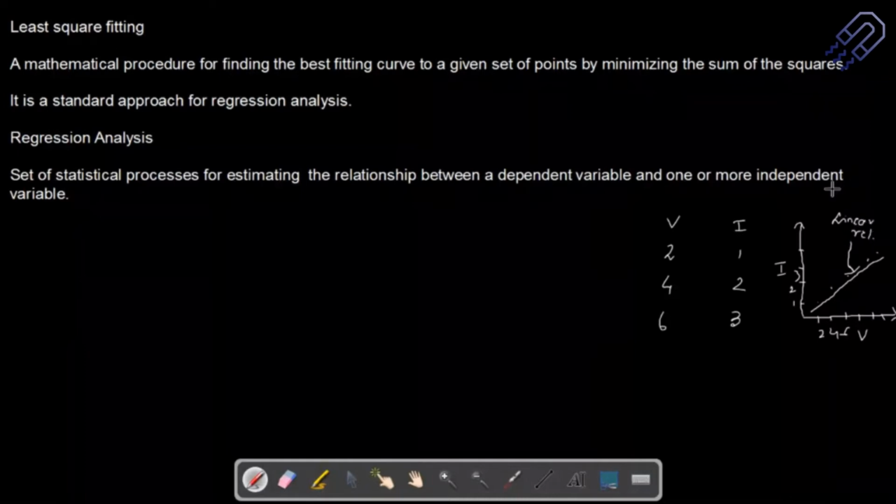Linear relation between voltage and current. What does it say? That we are basically talking about a conductor here. That means the material is a conductor. So this is the simplest example I can give you to understand the fitting and the regression analysis part.